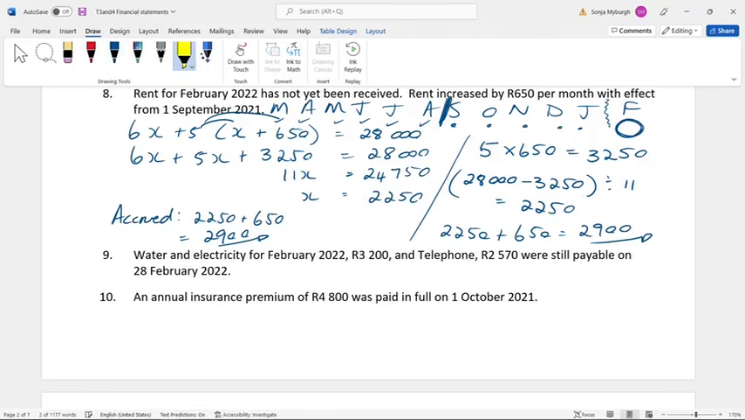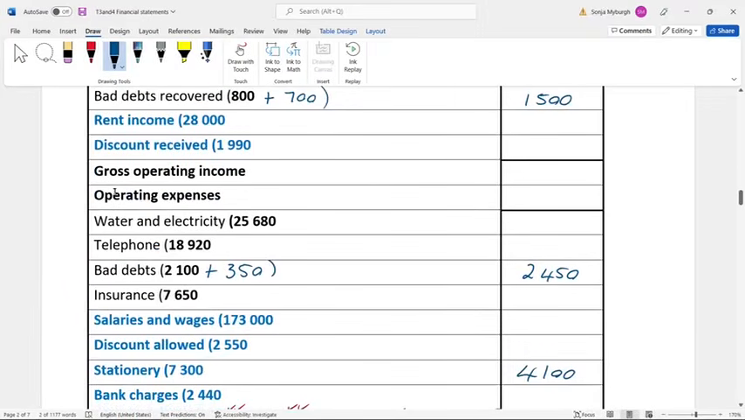Also, water and electricity, we've got a 3,200 that's not been paid yet, and telephone, still payable. That is accrued expense, so we need to add that to water and electricity and telephone as well. Rent income, accrued, we must add, and we said that was 2,900 that we must still receive for rent, so that the real rent income is 30,900.